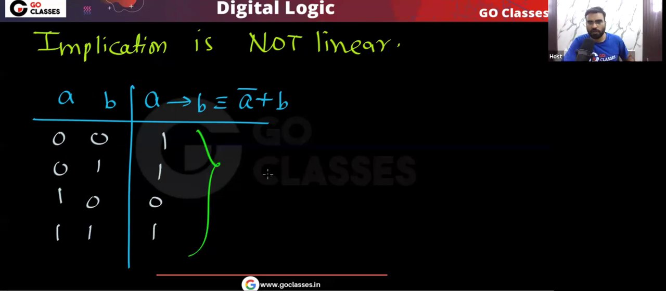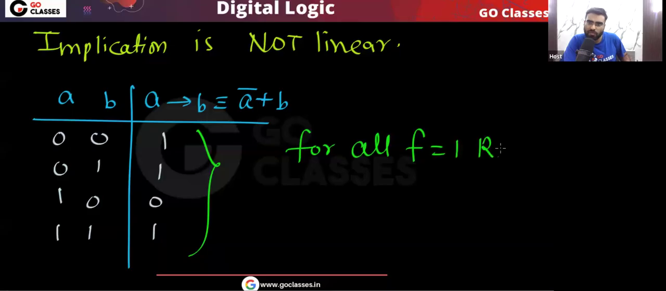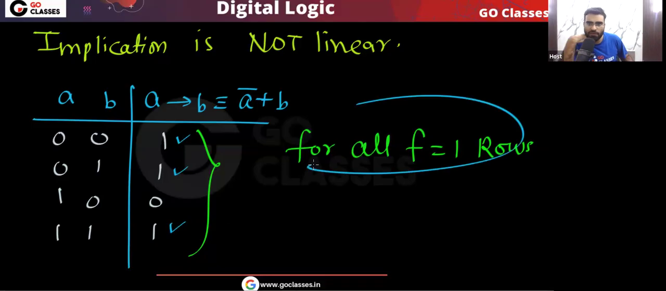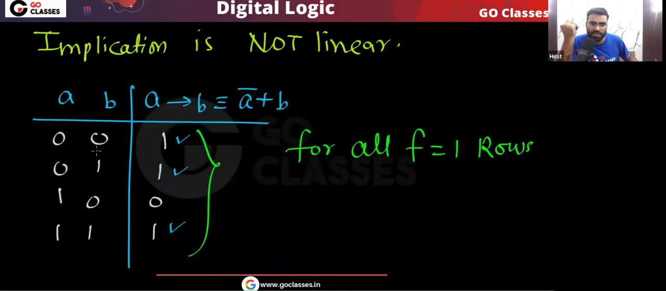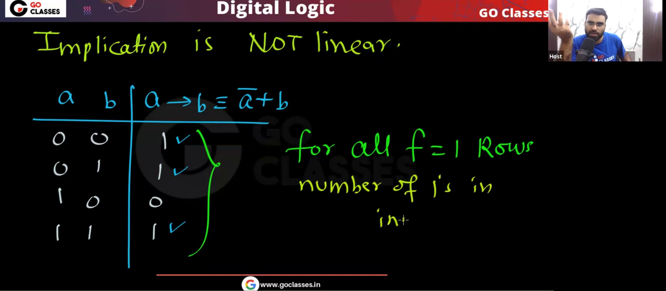This is not linear. Why is this not linear? Because check, for all f equal to 1 rows, what should happen? For all f equal to 1 rows, here f equal to 1, here f equal to 1, here f equal to 1. For all f equal to 1 rows, is the number of ones in the input odd? Is it even? Can I say the number of ones in the input is odd?